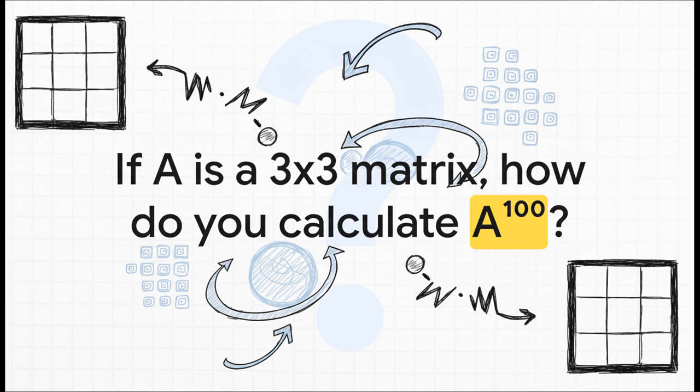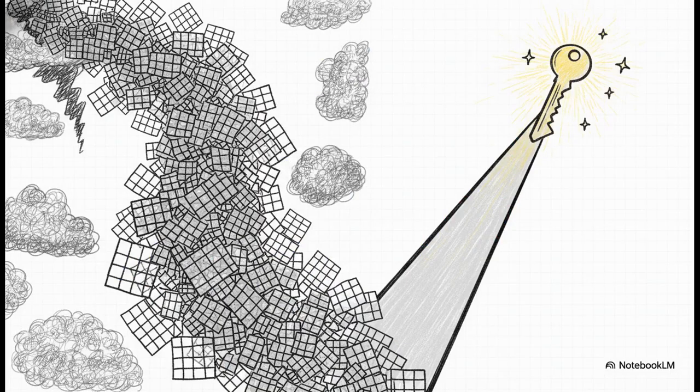Imagine you've got this 3x3 matrix, we'll just call it A. And your mission, should you choose to accept it, is to calculate A to the power of 100. Yeah, that means multiplying A by itself 99 times. I mean, can you imagine doing that by hand? It would take forever. It sounds like an absolute computational nightmare, right? But what if I told you there's a brilliant shortcut that lets you skip all of that repetitive, painful work?